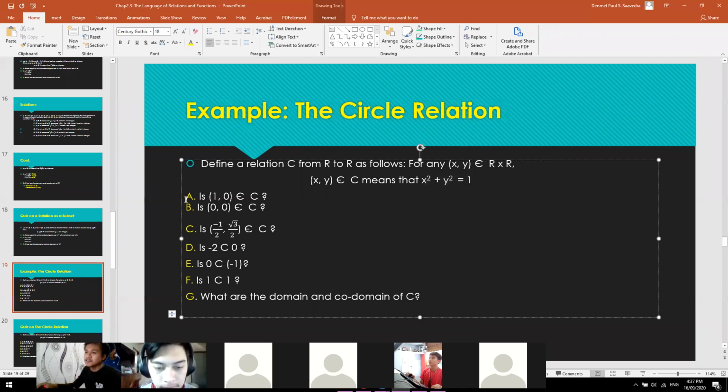Okay? So letter A, we have the domain and then the codomain. Is 1, 0 an element of the circle relation? Yes, sir. 1 squared plus 0 squared is still 1. So 1 is equal to 1. So A is true. Okay, how about letter B? Is 0, 0 an element of the circle relation?